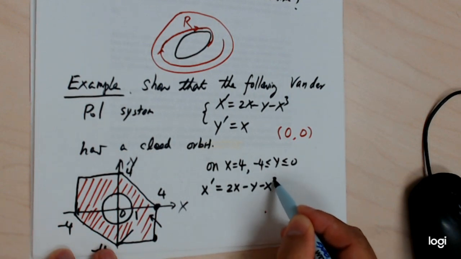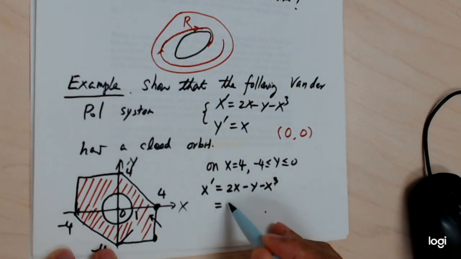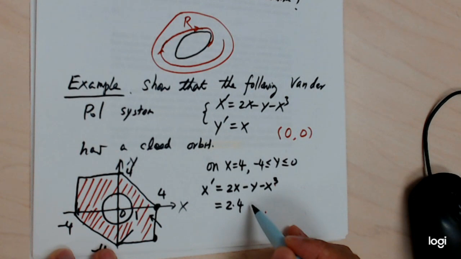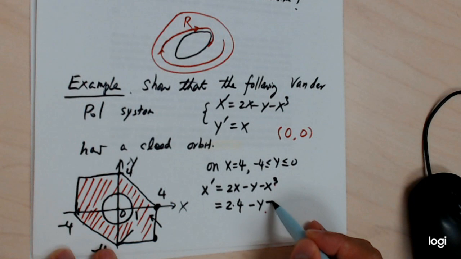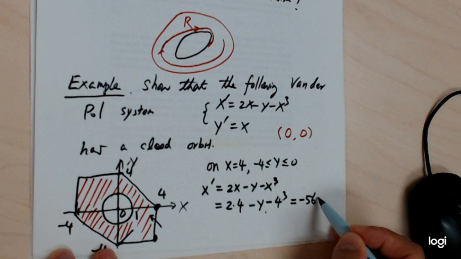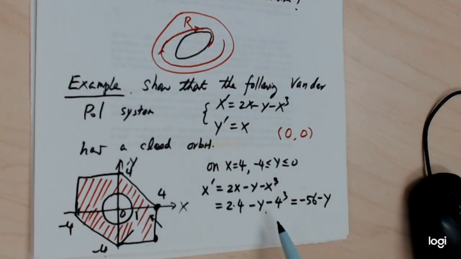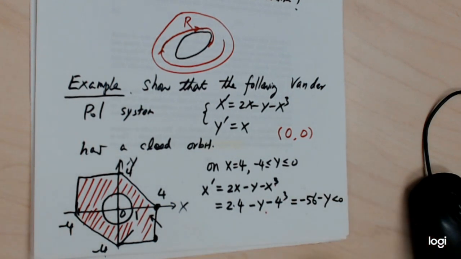So this is the equation for x. But x is 4. y is something between -4 and 0. So that turns out to be x prime. Well, obviously, if y is a number between -4 and 0, it's pretty trivial that this is indeed always negative. dx/dt is negative, indicating x will be decreasing, so the trajectory is always pointing to the left side, moving inside.